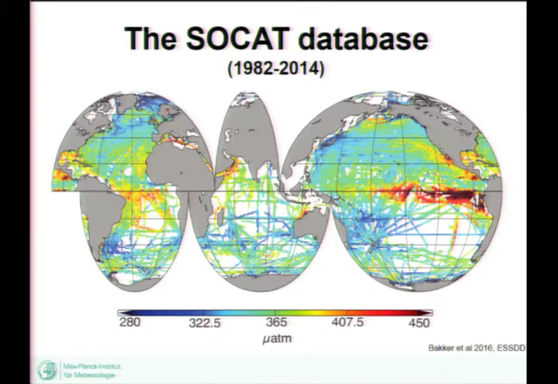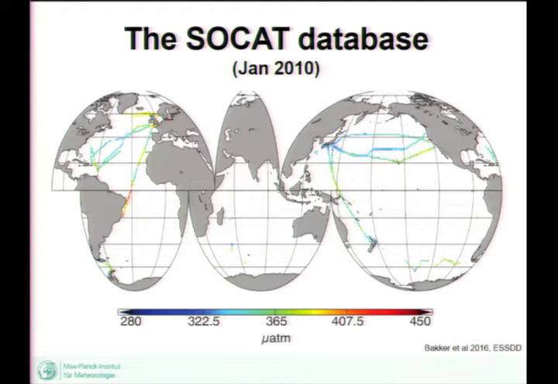But the next plot is intended to show you that it's a bit more tricky than that, when I zoom in a bit and show you how much data we have per month. This is again the SOCAT database, and this is now January 2010, and actually 2010 is a fairly well observed year.